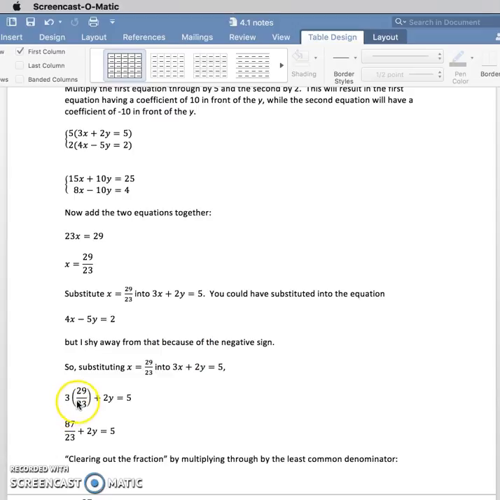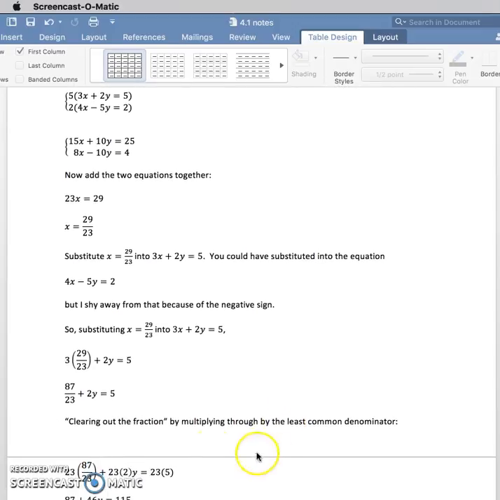We get 3 times 29/23 plus 2y equals 5. 3 times the 29 is going to be 87. Notice that denominator does not change. That 3 only multiplies the numerator. Now we'll clear out the fraction by multiplying through by the least common denominator. So we'll go 23 times the 87 over 23, 23 times the 2y, and 23 times the 5, like we see here.